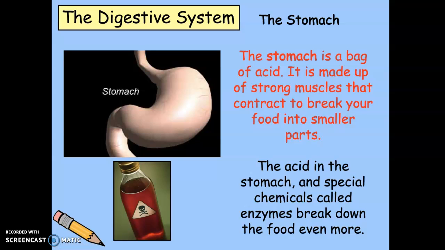So we have covered the mouth and we have also covered the esophagus. So next up we have the stomach. Now the stomach is a bag of acid. It is made up of strong muscles that contract to break your food into even smaller parts. The acid in the stomach and special chemicals called enzymes break down the food even more.